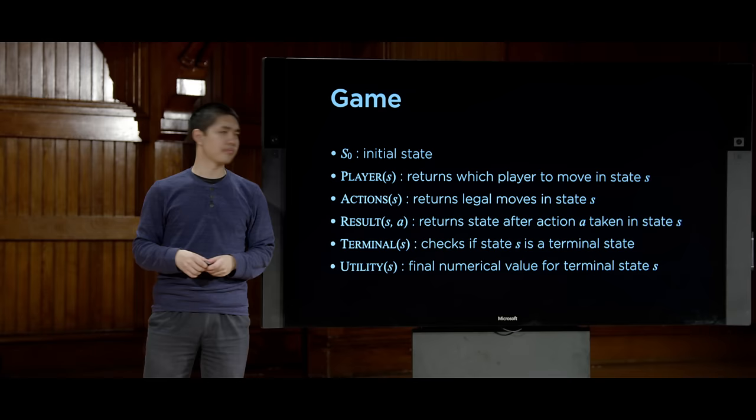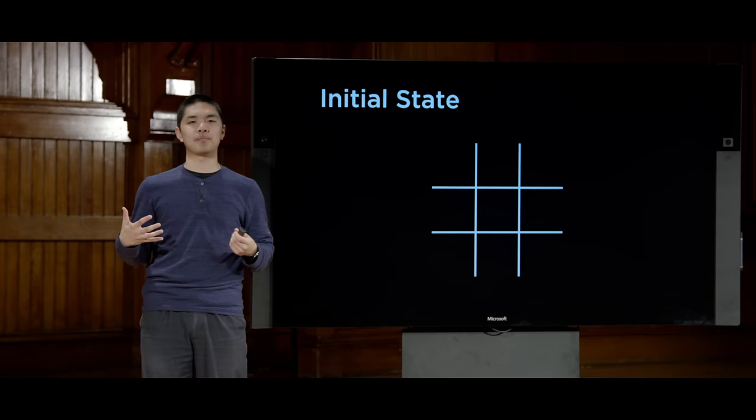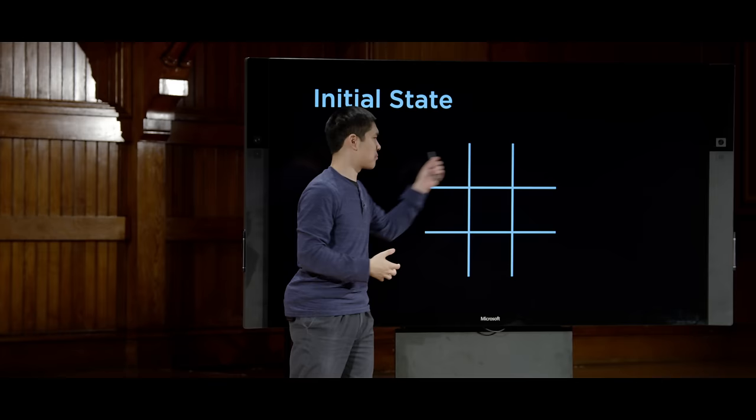The initial state we can just represent in tic-tac-toe as the empty game board. This is where we begin. It's the place from which we begin this search. And again, I'll be representing these things visually, but you can imagine this really just being like an array or a two-dimensional array of all of these possible squares.